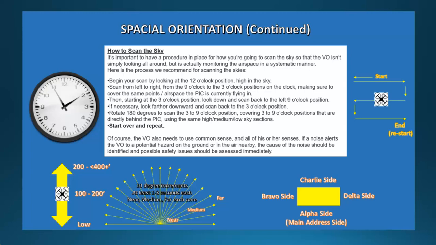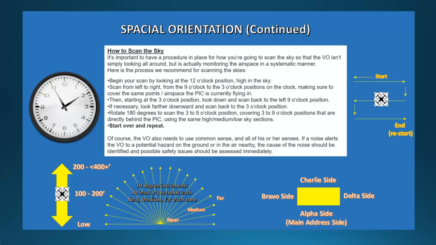It's important to have a procedure in place, so you're simply not just looking around. You want to monitor the sky. And the best place to start is to just simply start at the 12 o'clock position high in the sky. So find the drone and go right above it.